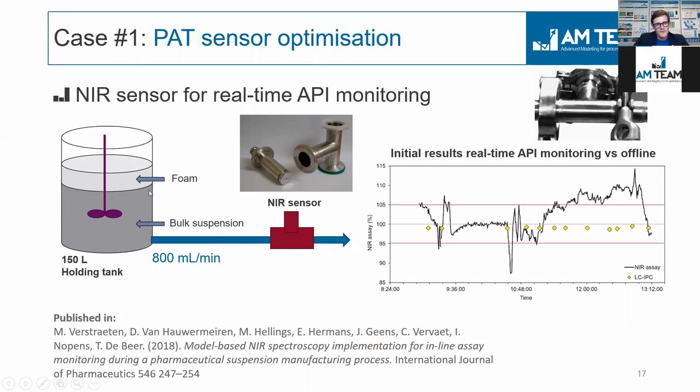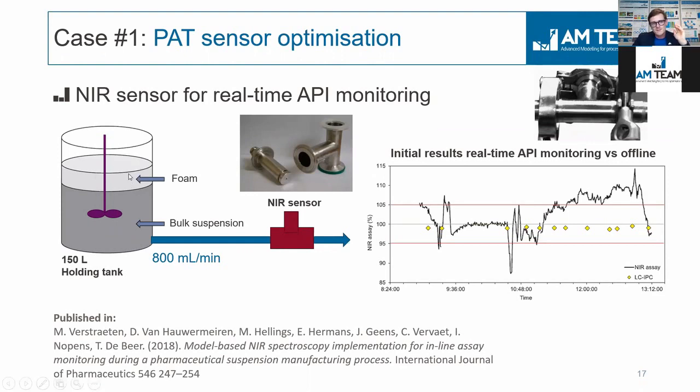So on the one hand, you have a vessel, a holding tank of 150 liters holding an API solution, and you have to stir it continuously. Some foam was being produced. It's not really desired. So that's, of course, a specific question where you can look into with CFD, how to minimize foam formation. But this was not the question here.